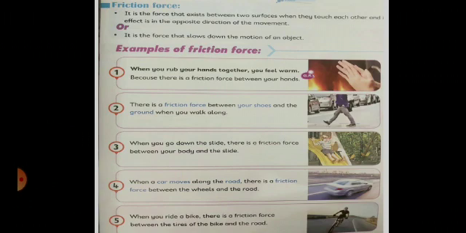Friction force is a force that exists between two surfaces when they touch each other, and it acts in the opposite direction of the movement.